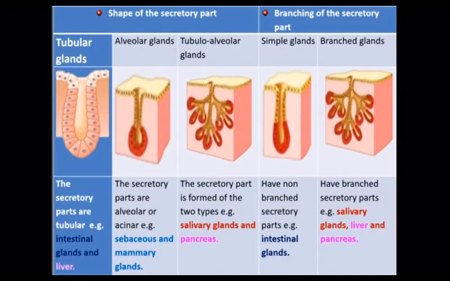According to the shape of the secretory part, it may be tubular, alveolar, or tubulo-alveolar gland. The tubular is like the intestinal gland, the alveolar is like the sebaceous and mammary glands, and the tubulo-alveolar is present in the salivary gland and pancreas. According to branching of the secretory parts, they may be non-branched or branched. If non-branched, it is present in the intestinal gland. If branched, it is present in the salivary gland, liver, and pancreas.